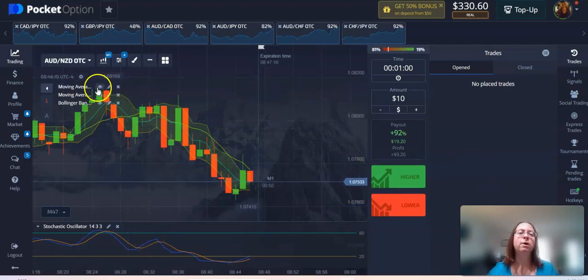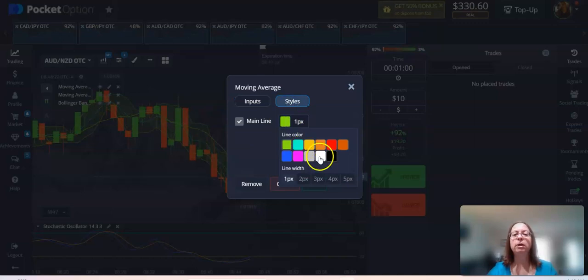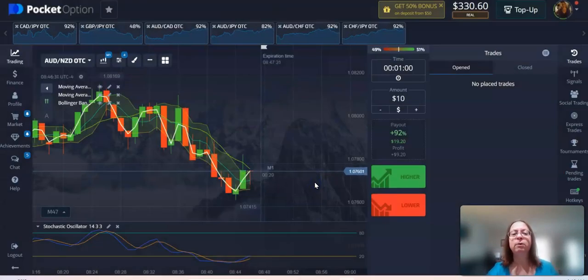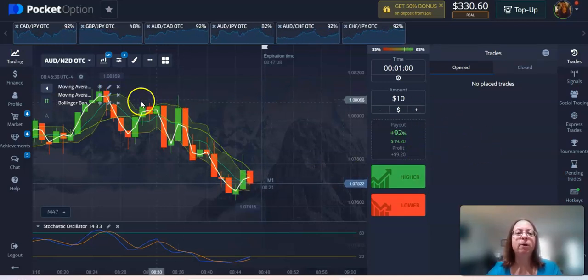For the moving average, you're going to click on the little pencil, and we're going to change this first one to 2. Then we're going to go over here, and I'm going to change the line color to white and make it thicker with 2 pixels. I always make all my lines 2 pixels so that I can see them, because when they're lighter, it's harder for me to see them. My eyes are getting older and older, so I've got to have my bifocals, and the lines being bigger helps.